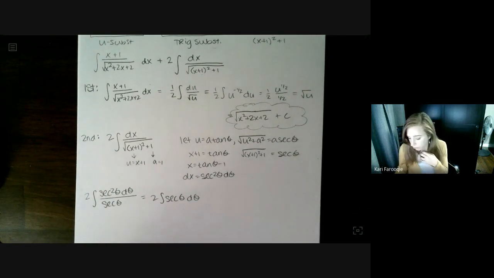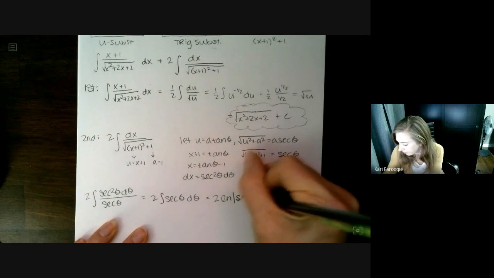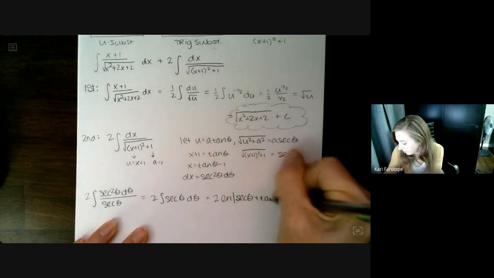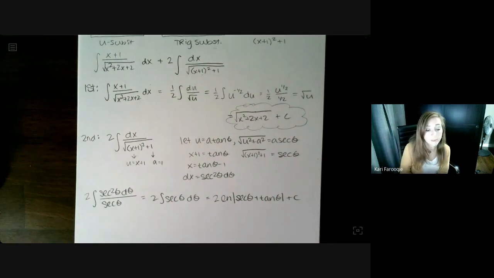I gave you a formula for the integral of secant theta that was given to you technically as part of Calc 1, but I gave it to you at the way beginning of 7.2. The integral of secant theta is ln of secant theta plus tan theta. Sure, just pop a plus C on there. And then you're going to back substitute.